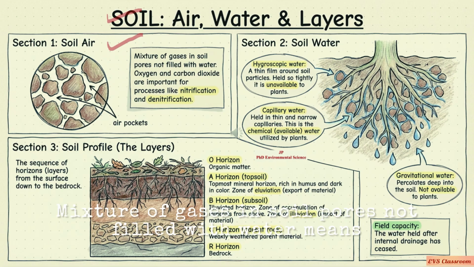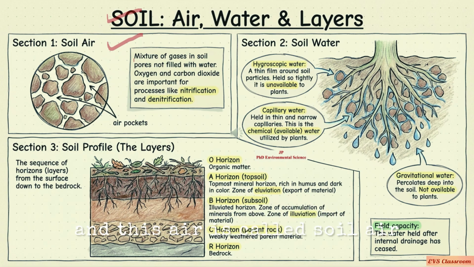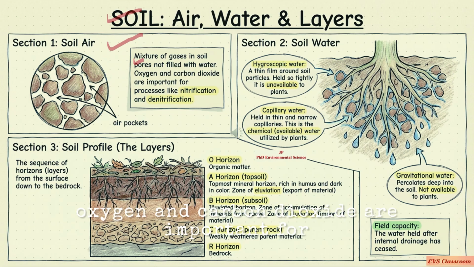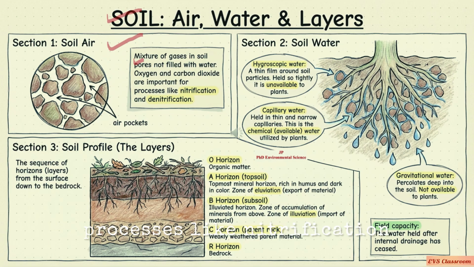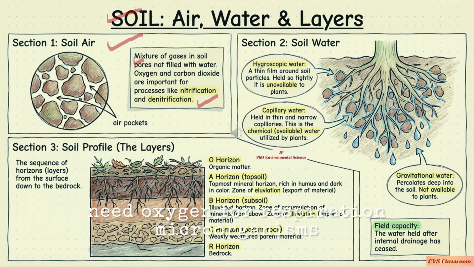There are small spaces between soil particles called pores, and these pores contain air. A mixture of gases in soil pores not filled with water, meaning when pores are not filled with water, they contain air, and this air is called soil air. Oxygen and carbon dioxide are important for processes like nitrification and denitrification. Means, roots need oxygen for respiration.